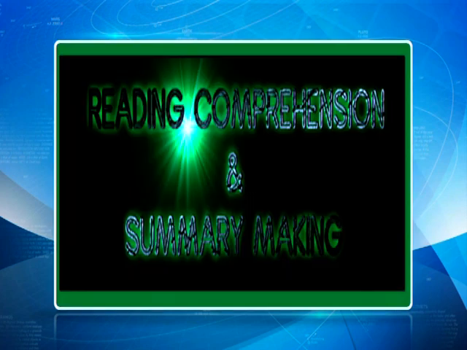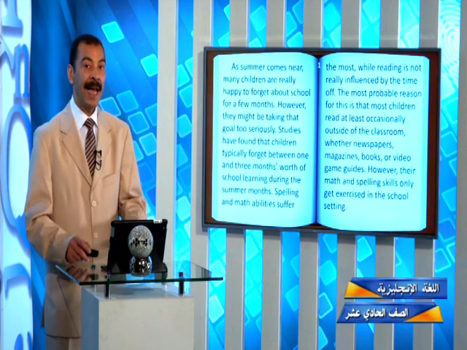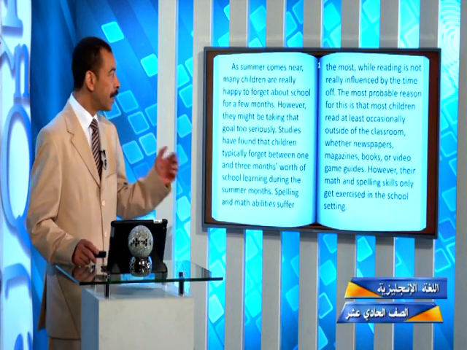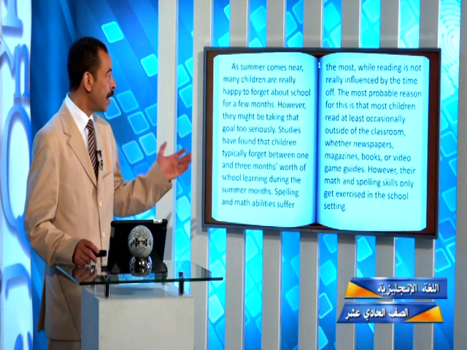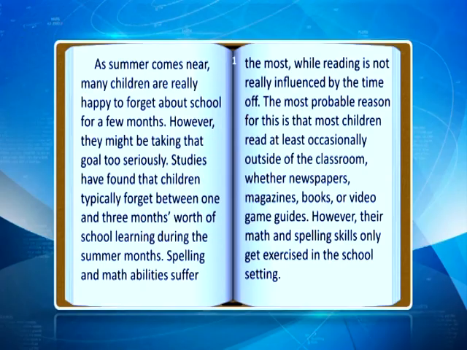Now let's move to the reading comprehension, where you will be given a reading comprehension text and some questions on it. The reading passage for this lesson starts with the first paragraph: as summer comes near, many children are really happy to forget about school for a few months. However, they might be taking that goal too seriously. Studies have found that children typically forget between 1 and 3 months' worth of school learning during the summer months. Spelling and math abilities suffer the most, while reading is not really influenced by the time off.